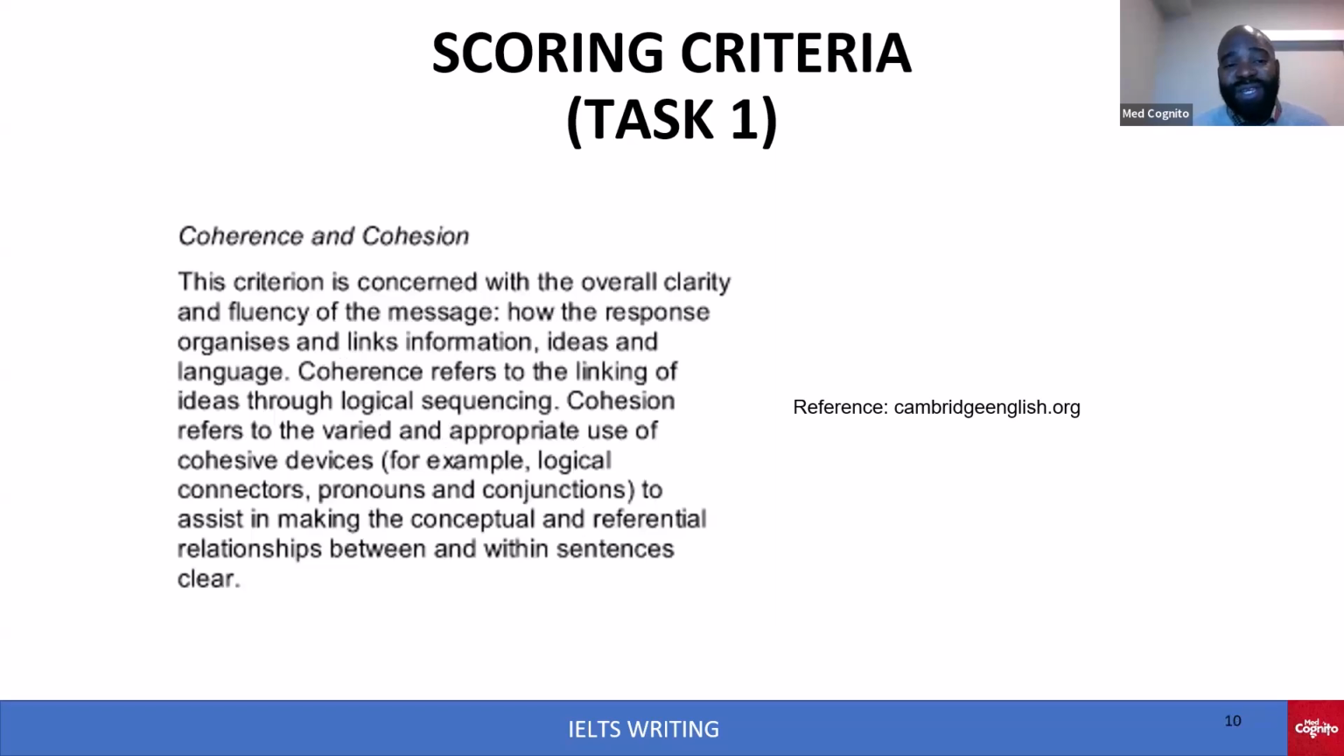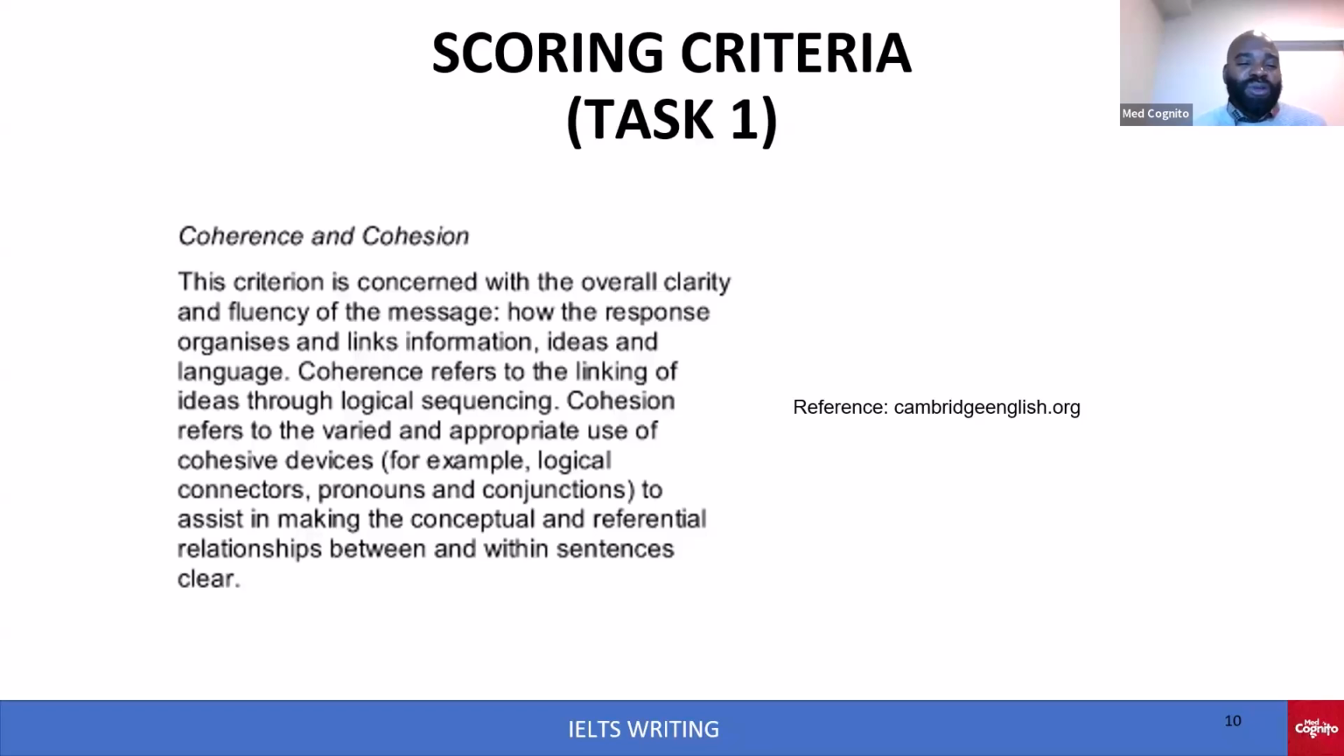Now, there's also coherence and cohesion. Now, the criterion is concerned with overall clarity and fluency of the message, how the response organizes and links information, ideas, and language. Coherence refers to linking ideas through logical sequencing, and cohesion refers to the varied and appropriate use of cohesive devices, so conjunctions, logical connectors, etc., to assist in making the conceptual and referential relationships between and within sentences clear. And so essentially what this is saying is that coherence, whatever you put down has to be logical.